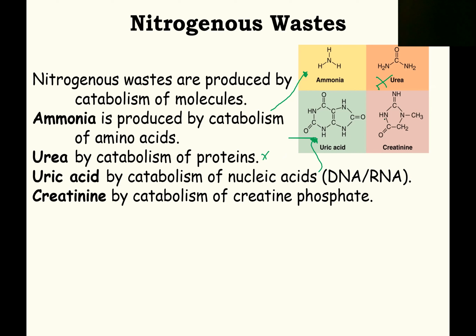Creatinine is a byproduct of creatine phosphate. Of those, creatine and creatinine are different. Creatine, or creatin, is a breakdown of creatinine. So, of these four most numerous nitrogenous waste products, urea is the most numerous out of the four. So these are the top four, and urea is the main one.